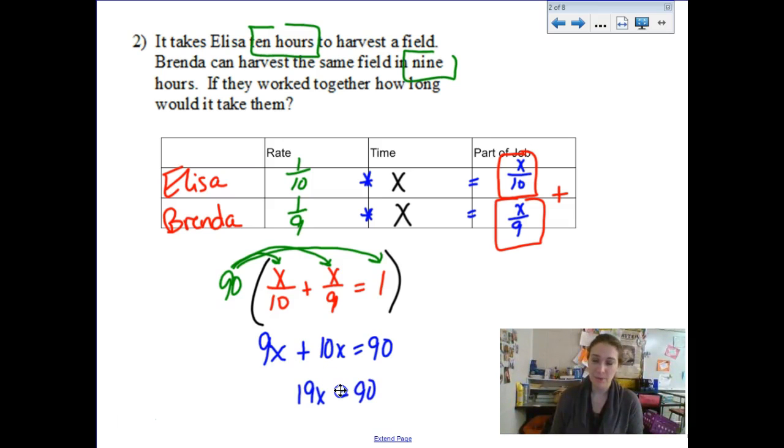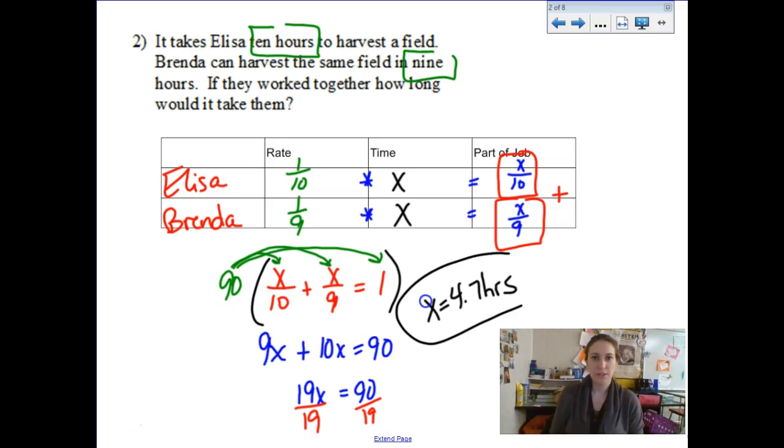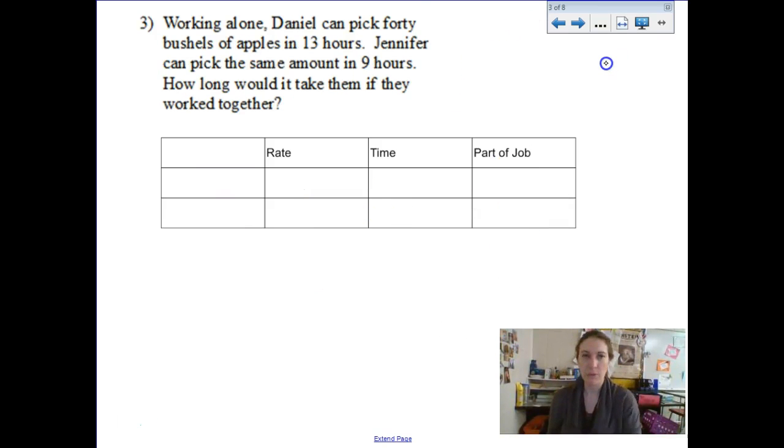Alright, this is not going to come out pretty. So I'm going to have to go find a calculator. So 90 divided by 19, let's see. 4.7. Alright, so the girls are going to work for 4.7 hours when they work together. And poor Brenda's going to do a little more work than Eliza, but that's okay. Partners and all that.